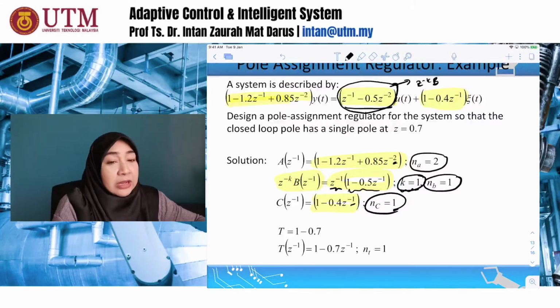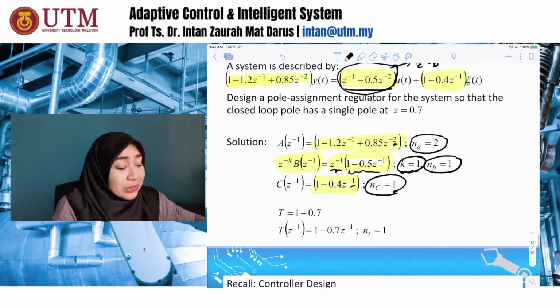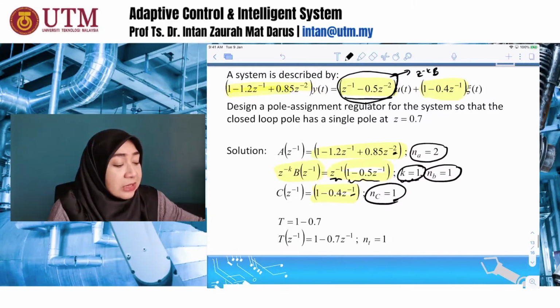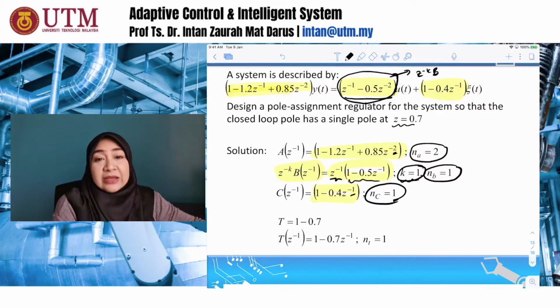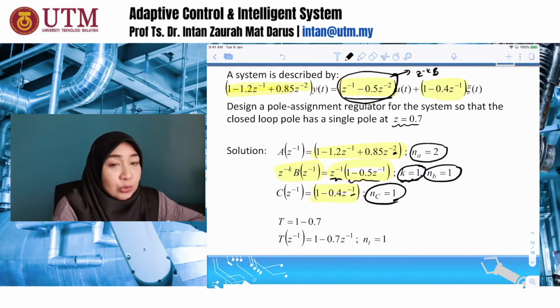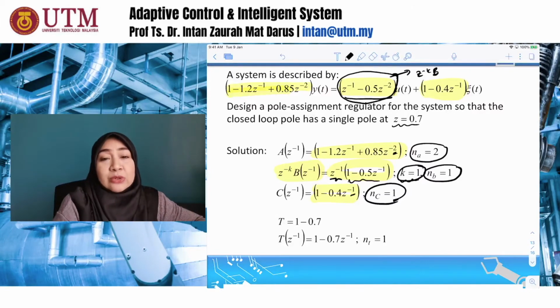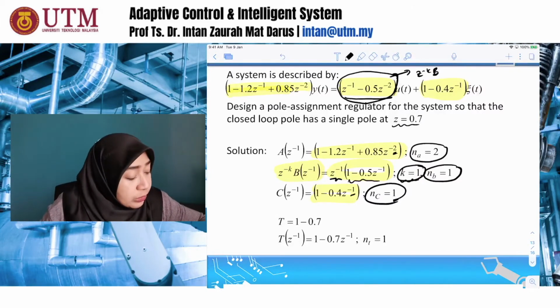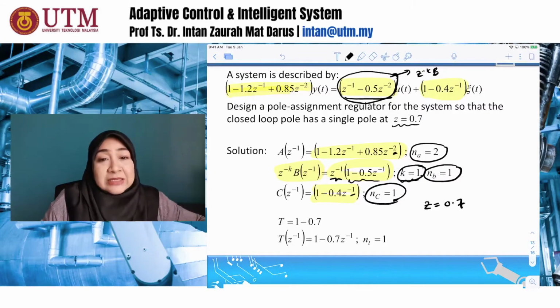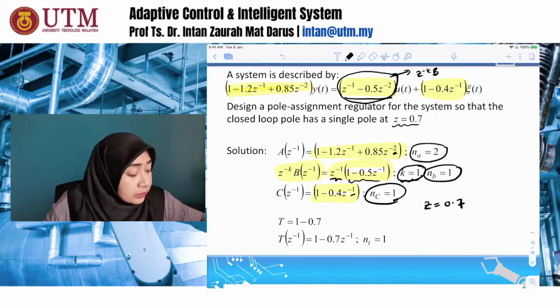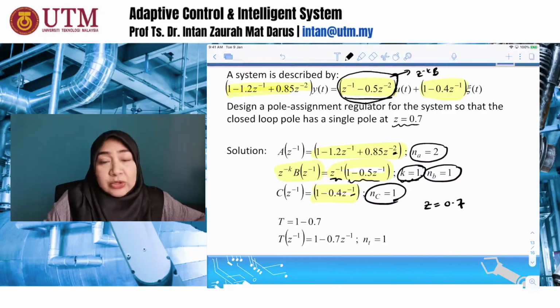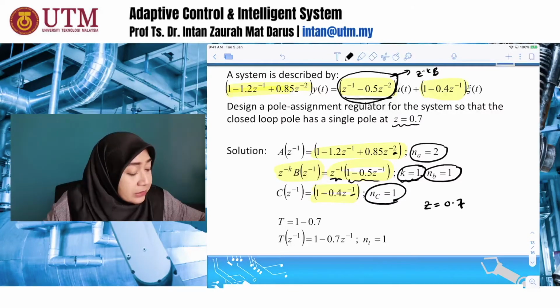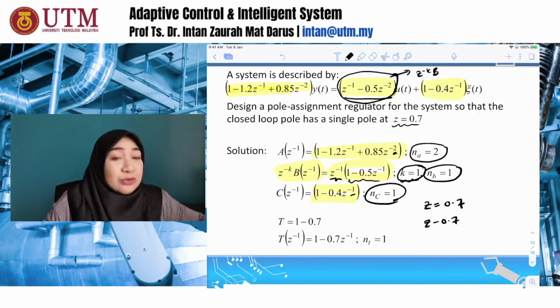And don't forget, it is also asked in the question that you need to design the system with a pole at z equals 0.7. How do we put that into the equation? We know that the pole has to be 0.7. Okay, so that comes from your characteristic equation, which must be z minus 0.7 equals 0, isn't it?